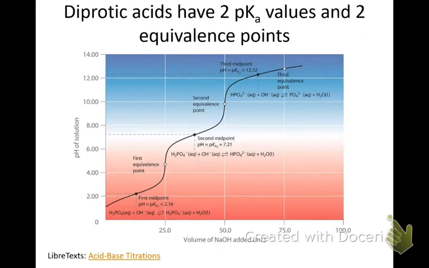If we have a diprotic acid, in the same way that we considered the sequential ionization, where we did one ionization and then the next one, we can see that in our titration curve. Here we actually have a triprotic acid, where we have the first equivalence point, the second equivalence point, and the third equivalence point, and we can see the pH equals the pKa for each of the 3 values.